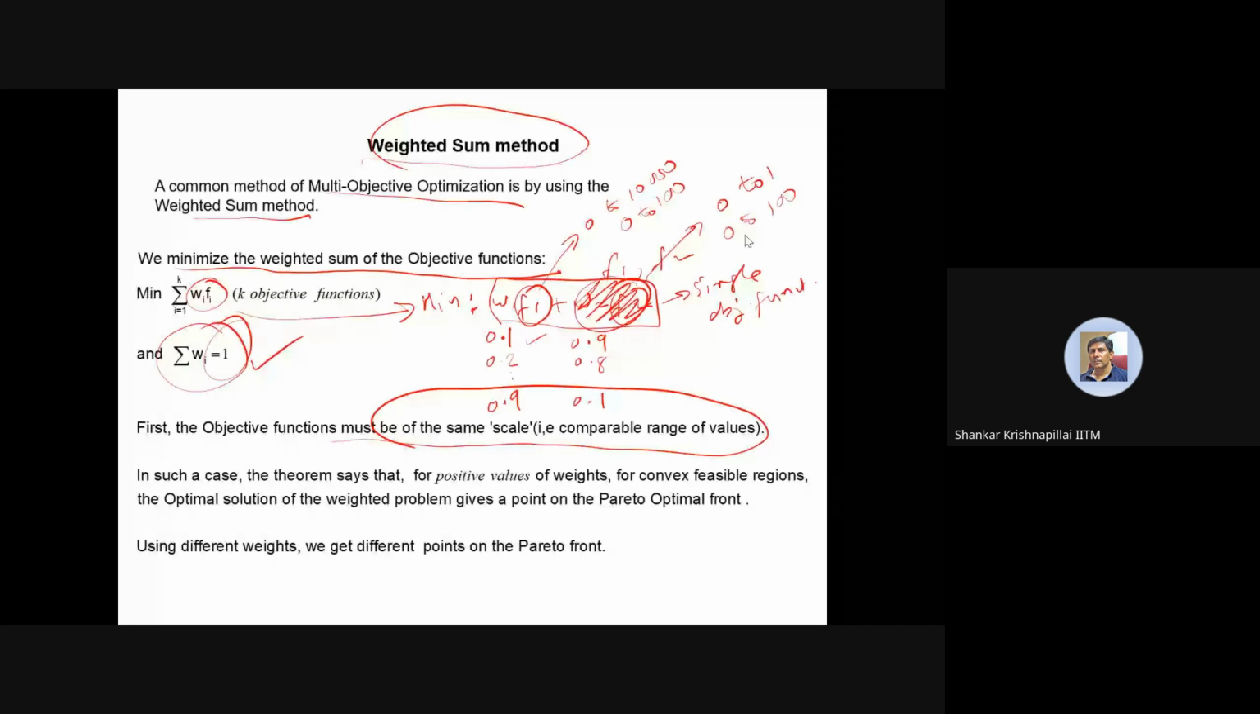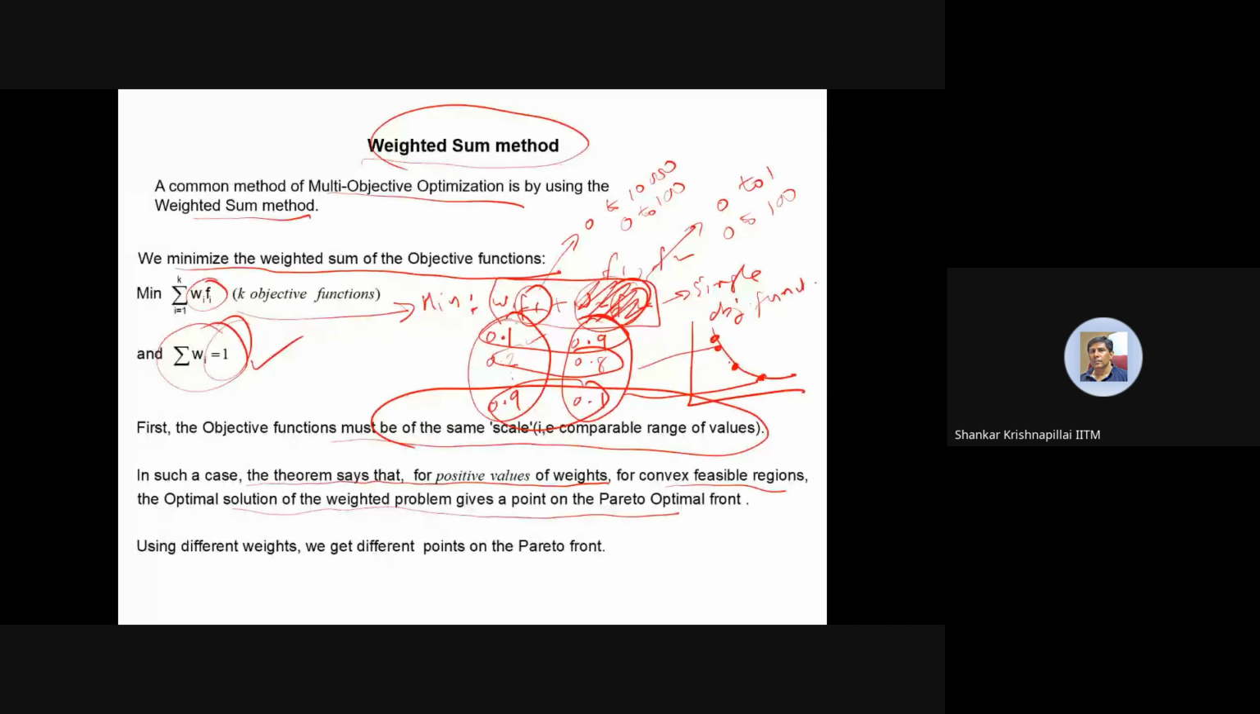In such a case, the theorem says that for positive values of weights, that is, all of them positive, and for convex feasible regions, the optimal solution of the weighted problem gives a point on the Pareto optimal curve. So if you take the Pareto curve, each combination of weights will give one point on the Pareto curve, like this. And somewhere near the utopia point, the weights may be roughly 0.5, 0.5.